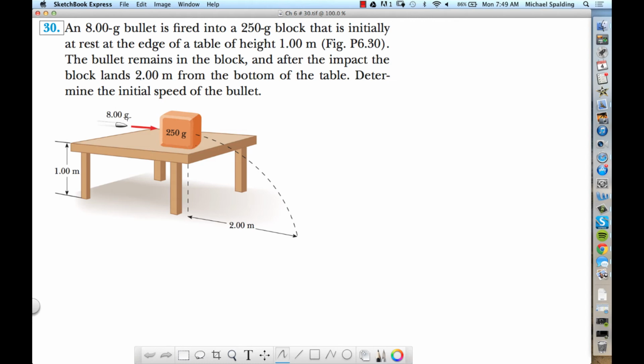All right, so right off the bat here, this 8 grams, you want this to be in kilograms. So the bullet's going to be M1. 8 grams is 0.008 kilograms, and then the block here is M2. 250 grams is 0.25 kilograms.